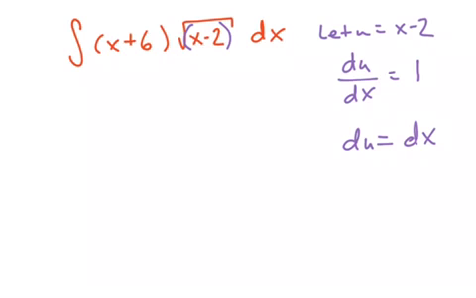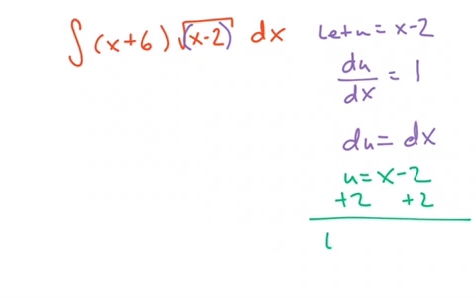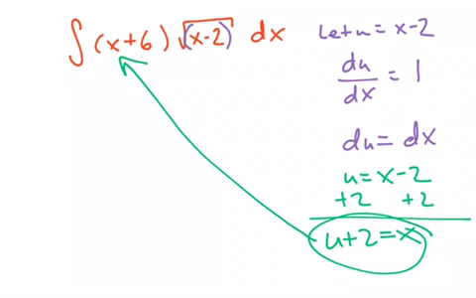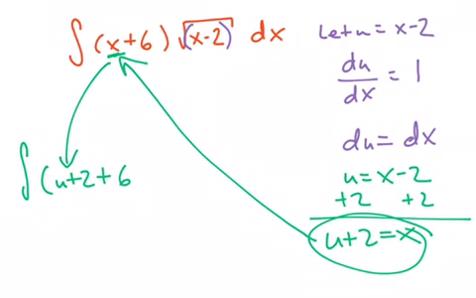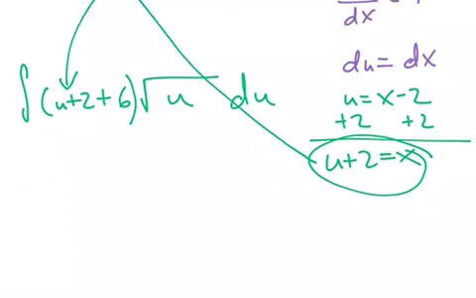So when this occurs, we also know that if u equals x minus 2, then if I add 2 to both sides, u plus 2 is x. So how does that help me? Well, if u plus 2 is x, I can substitute, instead of x, I can write it as u. So I'm going to end up getting the integration of u plus 2 plus 6. So this x is now u plus 2. And we said that inside the square root is just u, and du is dx, so we have du.